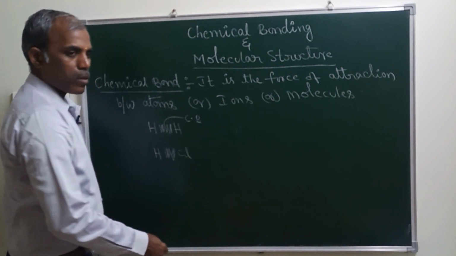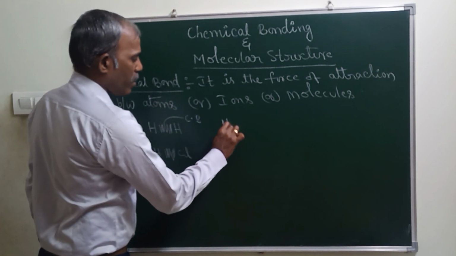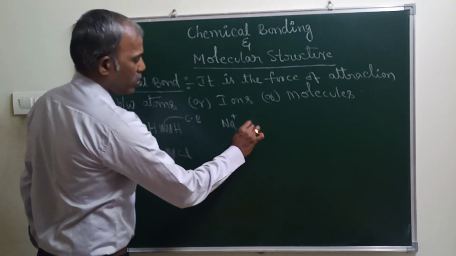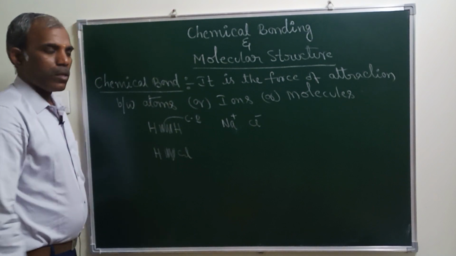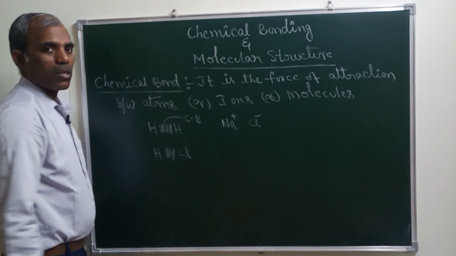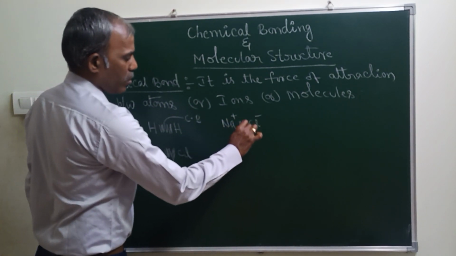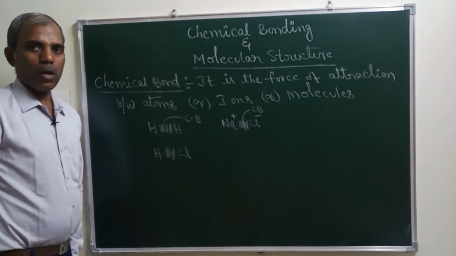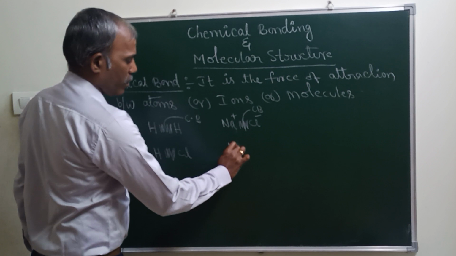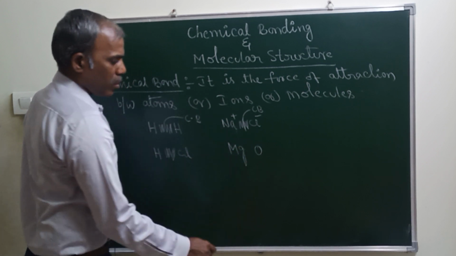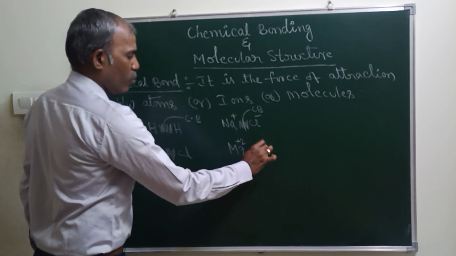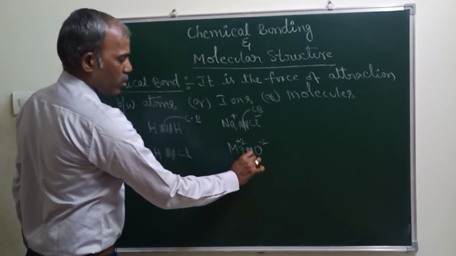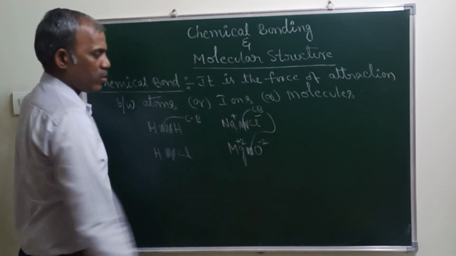Now ions. You see Na+ is a cation and Cl- is an anion. Oppositely charged ions attract each other. This attractive force is chemical bond. Similarly, magnesium oxide, Mg2+ and O2-. Oppositely charged ions attract each other. This attractive force is chemical bond.